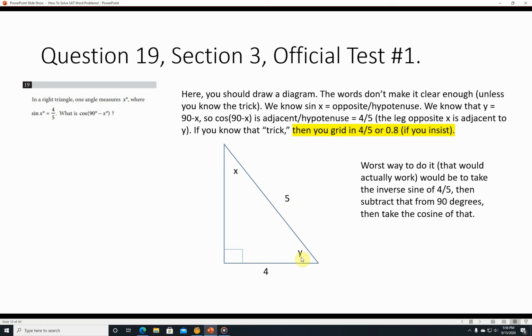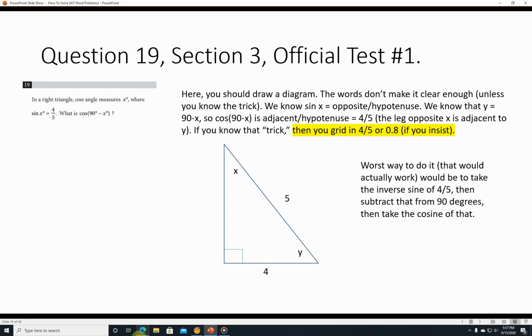Now, they want to know the cosine of 90 degrees minus x. Well, hey, we're in luck. y is 90 degrees minus x. So the cosine is going to be the adjacent, which is 4, over the hypotenuse, which is 5. That's 4 over 5. So we can see that cosine of 90 degrees minus x is equal to sine of x. If you know that trick, you just grid in 4/5 right away. If you don't, you quickly figure it out by drawing this little diagram, and you say, gosh, they fooled me into having to do more work than I had to.